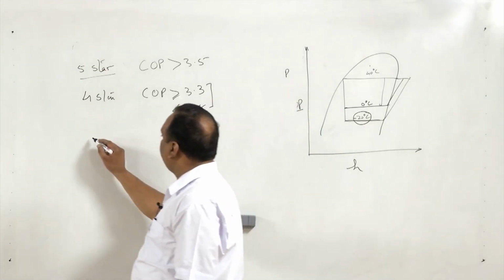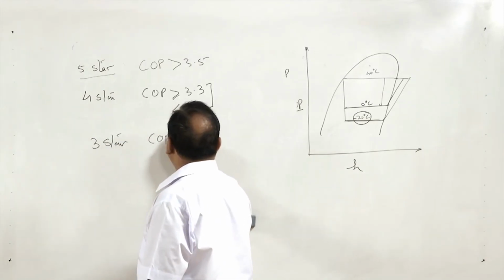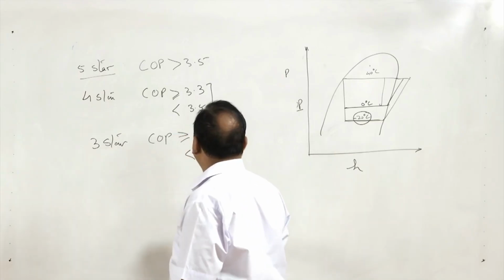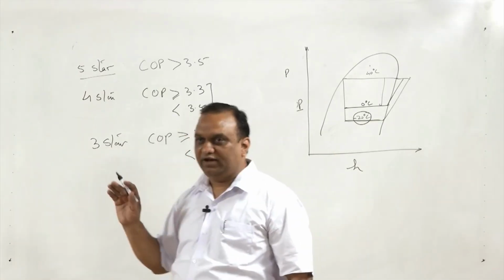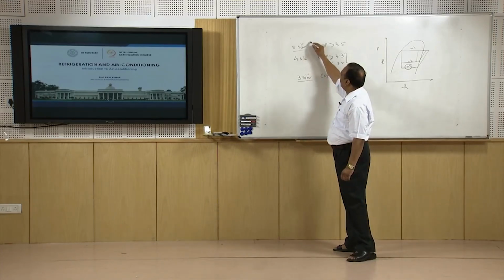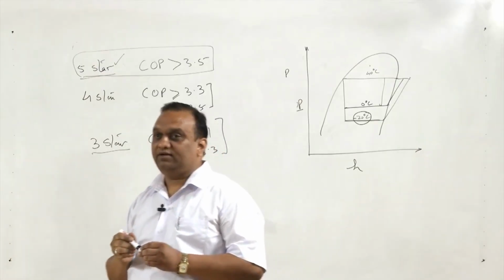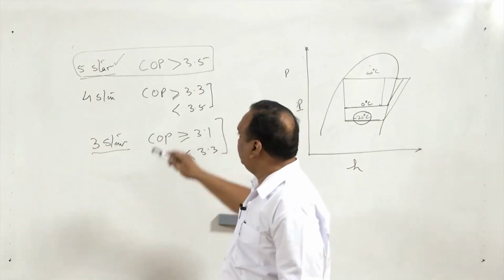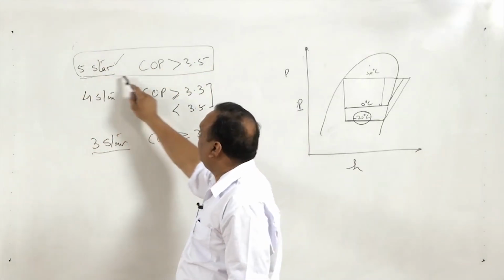Similarly, for a 3 star AC, the COP has to be greater than or equal to 3.1 and less than 3.3. And I do not recommend that when you purchase an AC for yourself, you should go below 3 star. It is always recommended that one should go for a 5 star AC. It is energy efficient and though they are slightly costlier, the break-even point comes very fast. So, ultimately you remain in the profit zone when you purchase a 5 star AC.